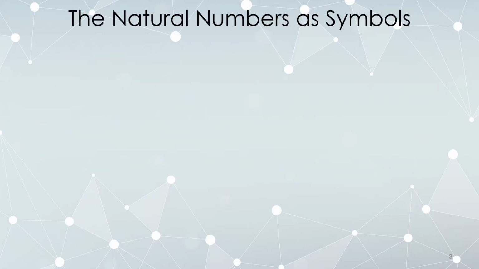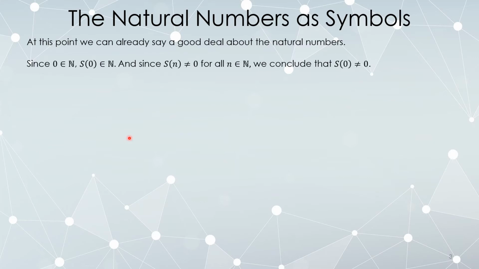So the natural numbers can now be developed as a bunch of symbols. Okay? We can actually describe a great deal of what goes on in the natural numbers just with those axioms about equality being an equivalence relation and how the successor function operates. So for example, since 0 is a natural number, that was our first axiom, its successor must be a natural number. Since no number has its successor being 0, S of 0 can't be 0. That would violate that there would be something whose successor is 0. So whatever the successor of 0 is, it's not actually 0.